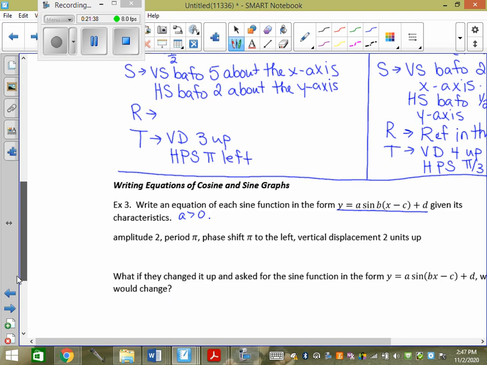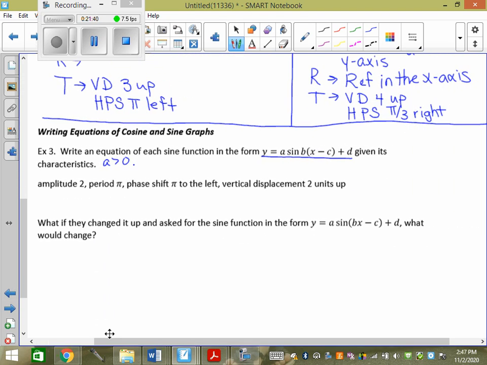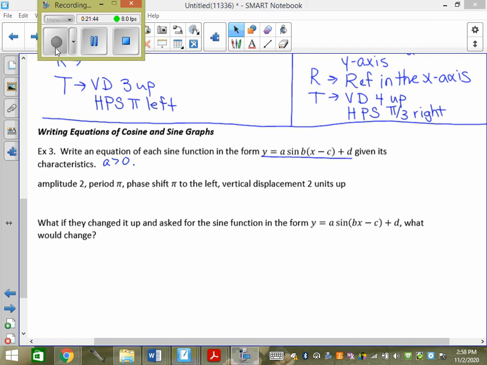Start working on example 3, where a is greater than 0. The first one: write an equation of each sine function in the form y equals a sine bx minus c plus d, given its characteristics, if a is greater than 0. The amplitude gives you a equals plus or minus 2, but in this case it has to be positive because it said greater than 0.